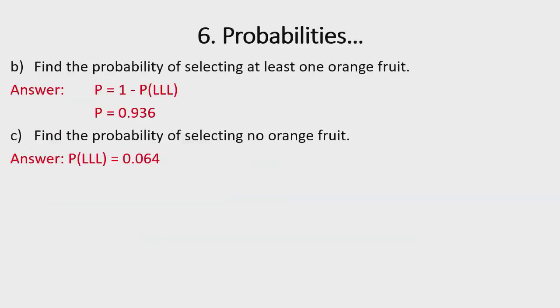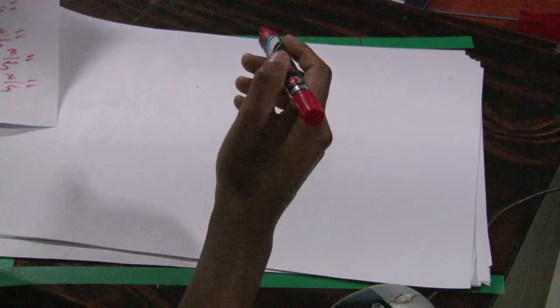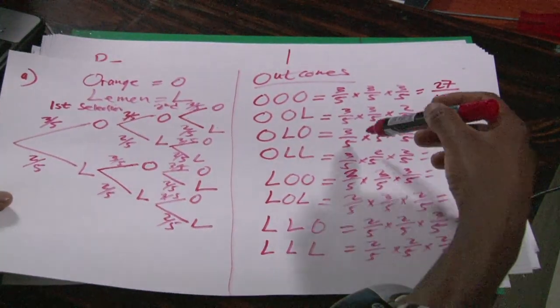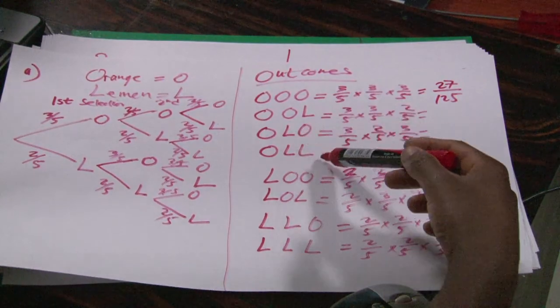Find the probability of selecting at least one orange fruit. At least one orange fruit. Now you come to your outcomes. That's why if you have this one separately, it becomes easier for you to answer that. At least there's an O, meaning it can be this one, or this one, that one, that one, that one. To answer that the easier way, basically all these other outcomes have an orange in them. Which one doesn't have an orange?